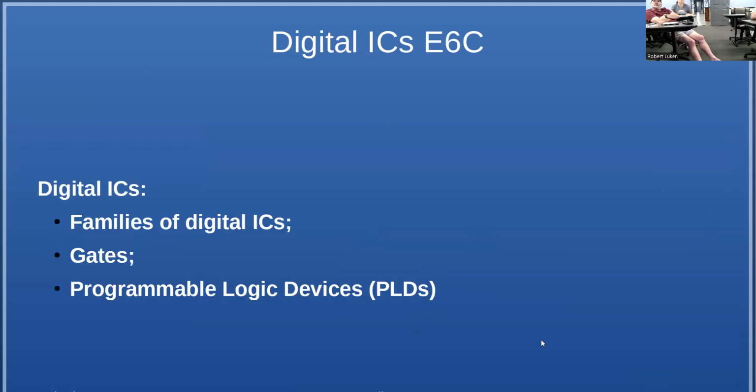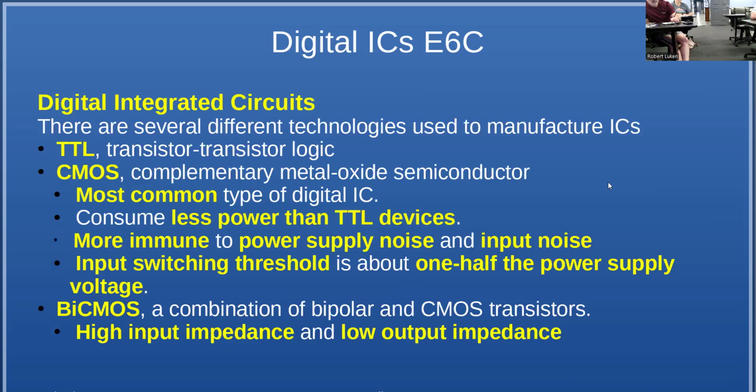So we're going to talk about digital integrated circuits. There's essentially, well, used to be just two families. There was the bipolar or TTL logic, and then they came along with CMOS, which was much lower power, which helped a lot as far as heat. We'll talk a little bit about the gates and programmable logic devices.